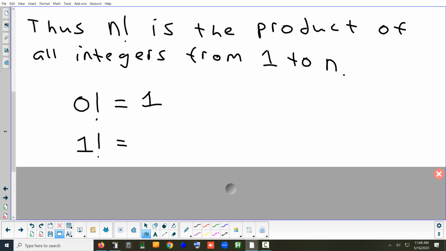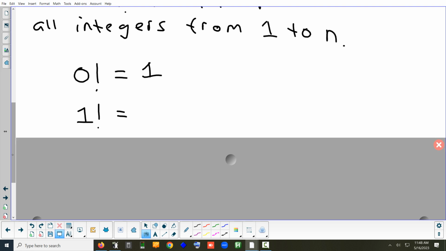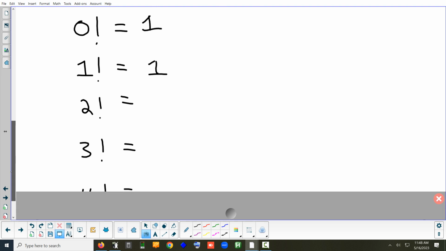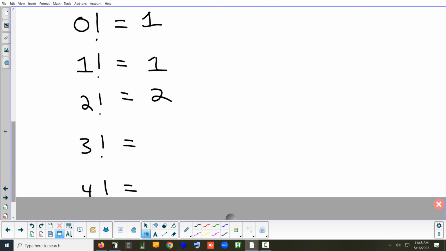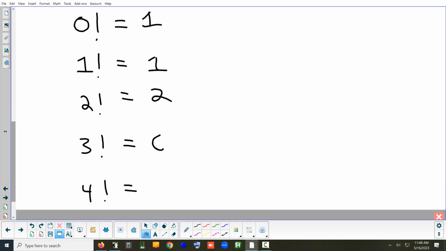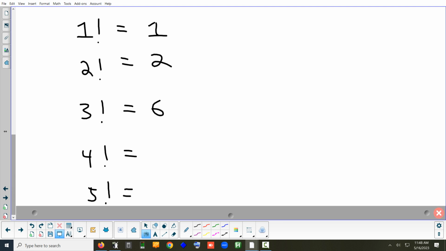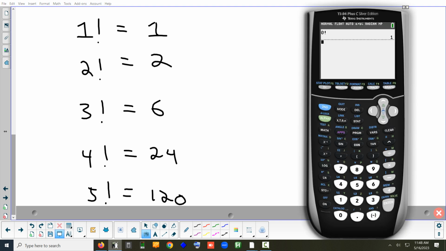What do you think 1 factorial would be? Also 1. That is also 1. And then 2 factorial? That's 2. And 3 factorial? 6. And what about 4 and 5 factorial? 24 and 120. So factorials grow very, very quickly.